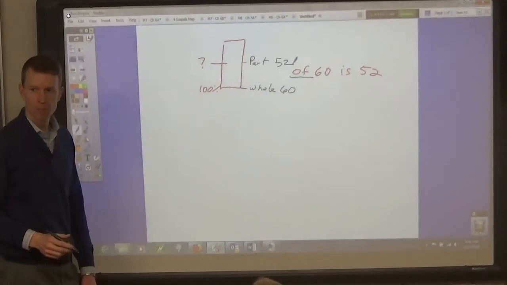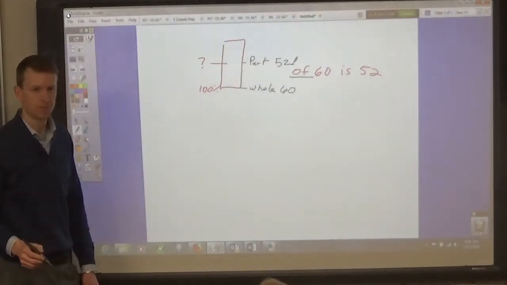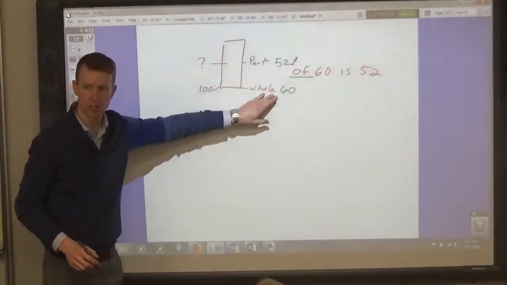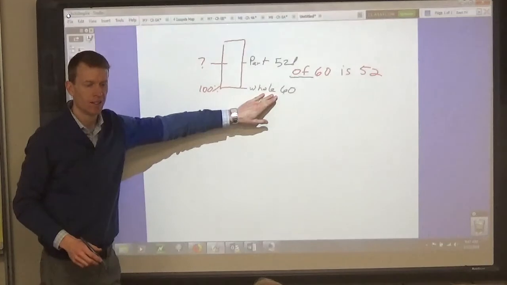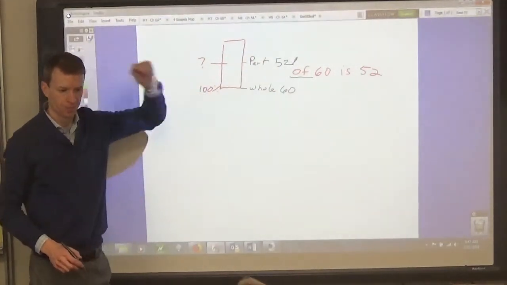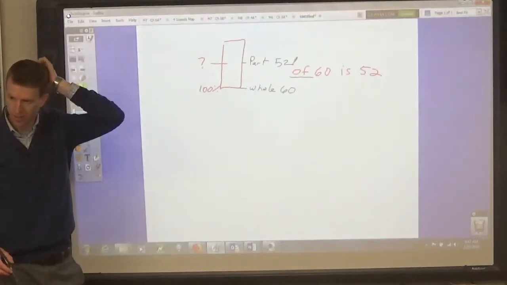So now write your proportion. This is one side of the proportion, this is the other side of the proportion. So write the proportion, everyone.